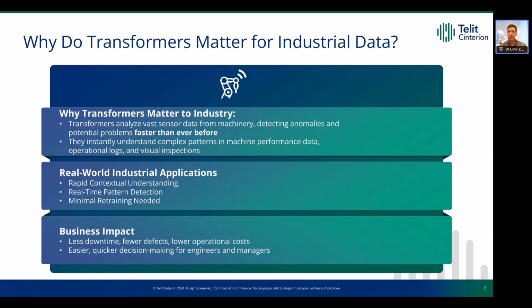So it can be that sensor A sends data in a certain way, and sensor B sends it in a different way. It doesn't actually matter for the transformer. It would still be able to learn the connection that they might have between those two sensors. Real-time pattern detection: again, it can very fast and instantaneously detect the different patterns in a given data. And minimal retraining is needed because it's so vast and broad in its learning capabilities.